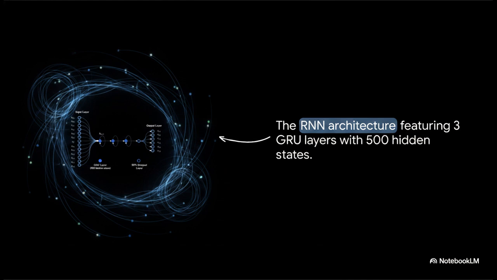This baseline architecture relies on three gated recurrent units, or GRU layers. The input layer takes in a 13-dimensional vector. That includes strain components, orientation tensor components, and fiber volume fraction. This feeds right into the three GRU layers, each packing 500 hidden states. This exact setup is crucial because it maintains memory across what they call pseudo time steps. This allows the network to model history-dependent plasticity before passing it through a 50% dropout layer to finally output the six-dimensional stress predictions.